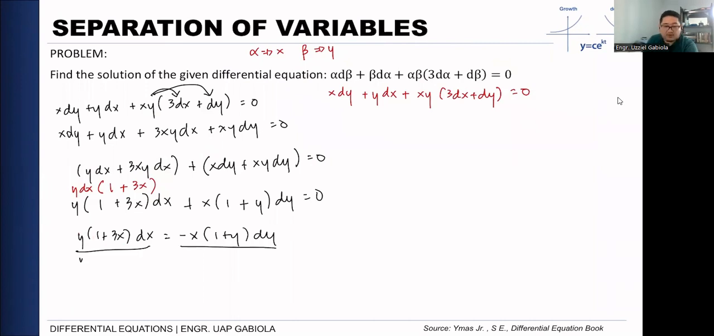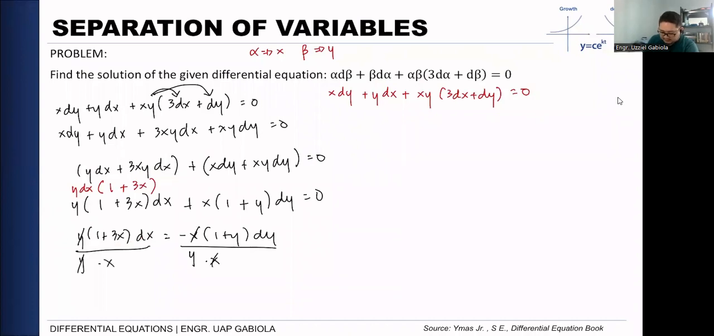Again, kung anong ginawa sa left side, gagawin sa right side. Okay? So, gusto natin ma-eliminate kasi yun dito. Si 1 plus 3x, gusto na natin yan dyan, kasi dx yan. In terms of x yan, kailangan si dx kasama. Dito sa kabila, itong 1 plus y na kay dy, kadikit niya. So, okay na yan. Ang ayaw natin ay si x. So, divide din natin both sides by x, para mag-cancel out siya dito.